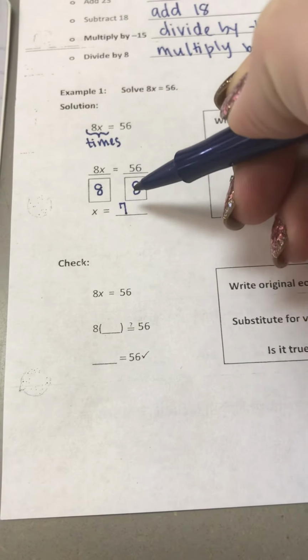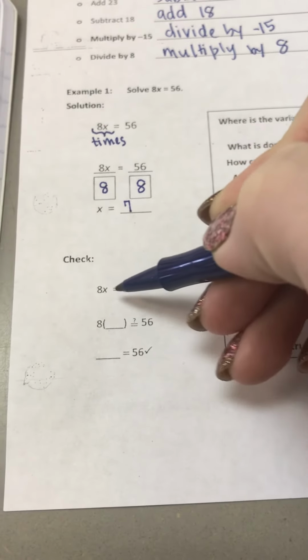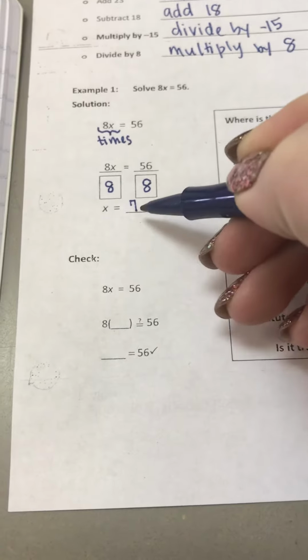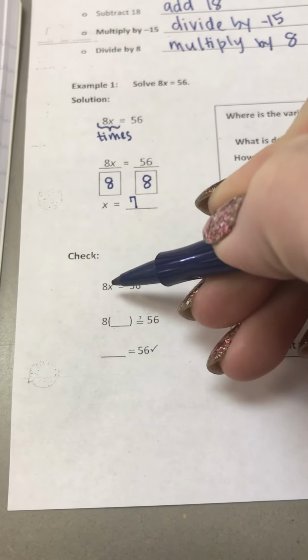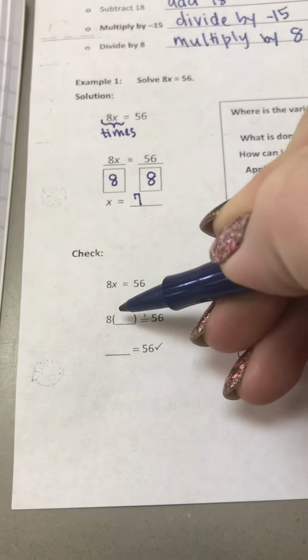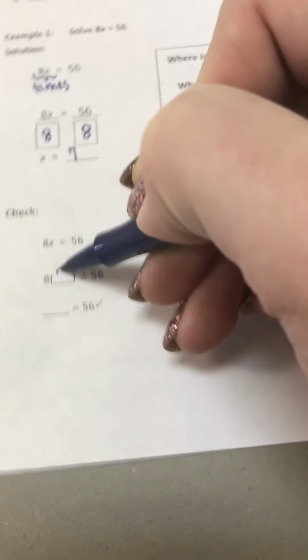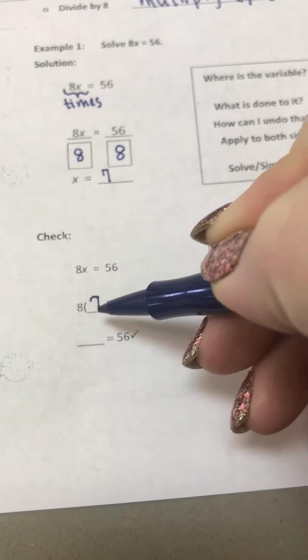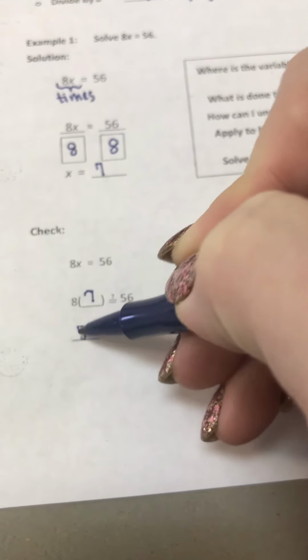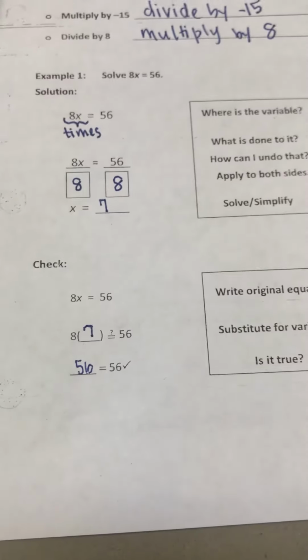In order to check my work, I have to rewrite the original equation and plug in the answer that I got for x. So 8x, 8 times x equals 56. Well, does 8 times 7 equal 56? And if I put that in my calculator, or I just know my facts, I know that it does. And that way I can check my work and know that my answer is correct.